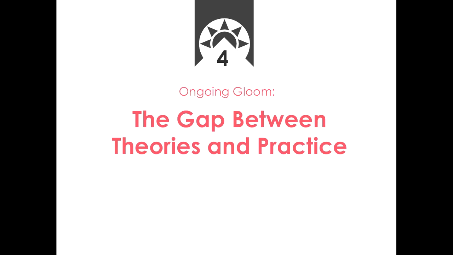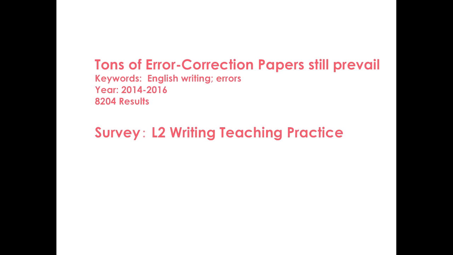While the theories in L2 writing are in the front line, the ongoing gloom is the gap between theories and practice. When I search English writing error corrections on the CNKI database, the Chinese version of Google Scholar, tons of studies and researches still jump out. If you search the keywords English writing and errors between 2014 to 2016, there are over 8,000 results for such kind of papers.